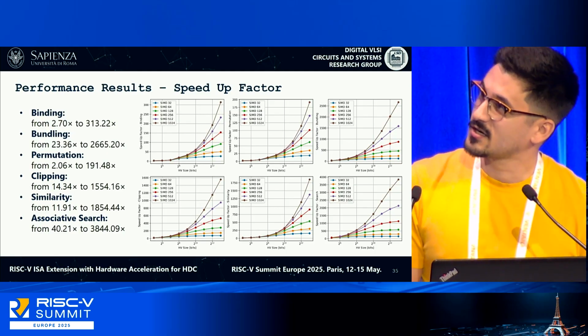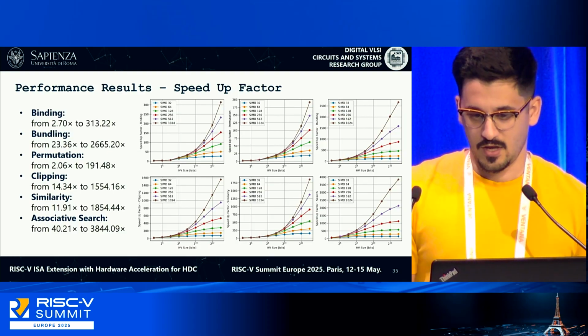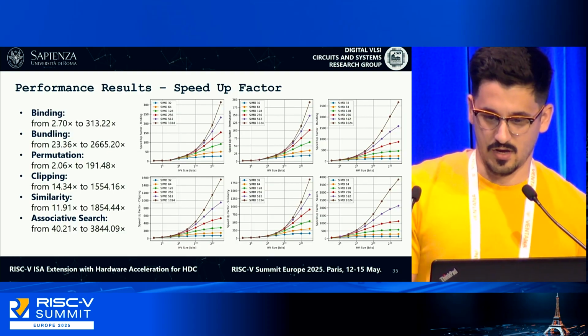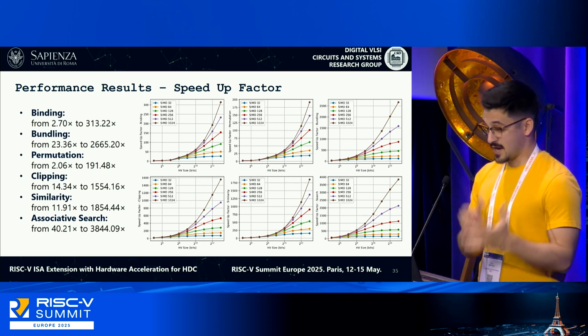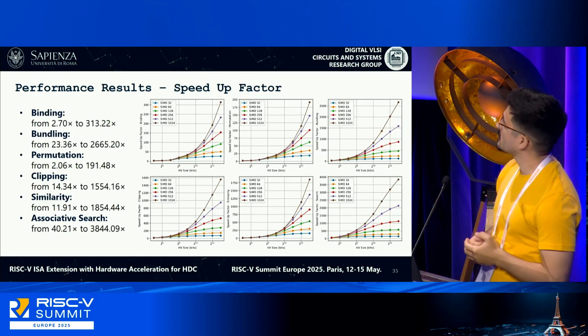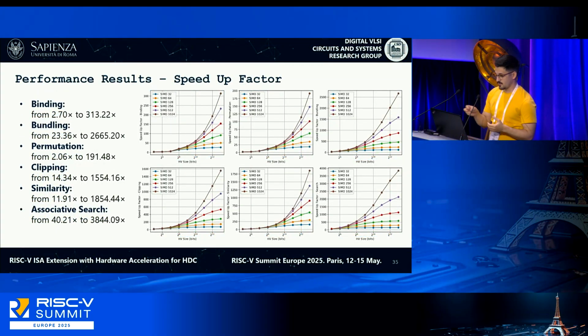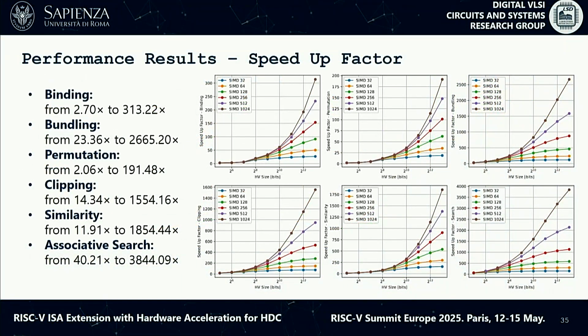First, let me clarify that we measured the performance of our accelerator using the speedup factor. This factor is computed as the ratio between the number of clock cycles required by Klessydra to execute a hyperdimensional computing operation purely in software and the number of clock cycles required by Klessydra to perform the same operation using the accelerator. On the right side, we have six different graphs, each corresponding to one of the functional units implemented in the accelerator. Let's take a closer look at one of these.